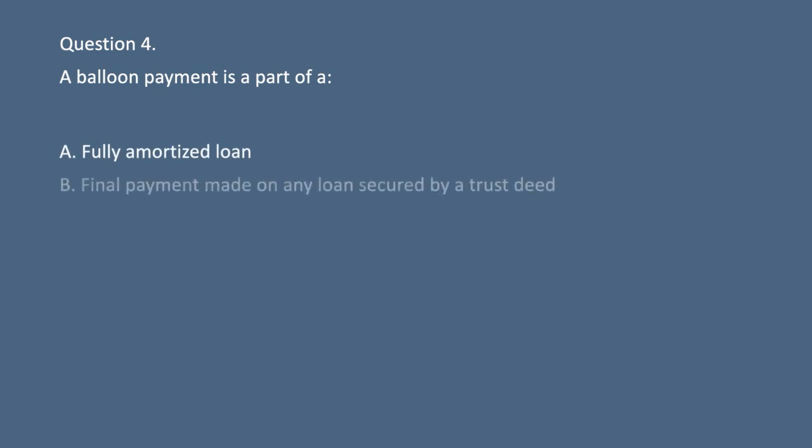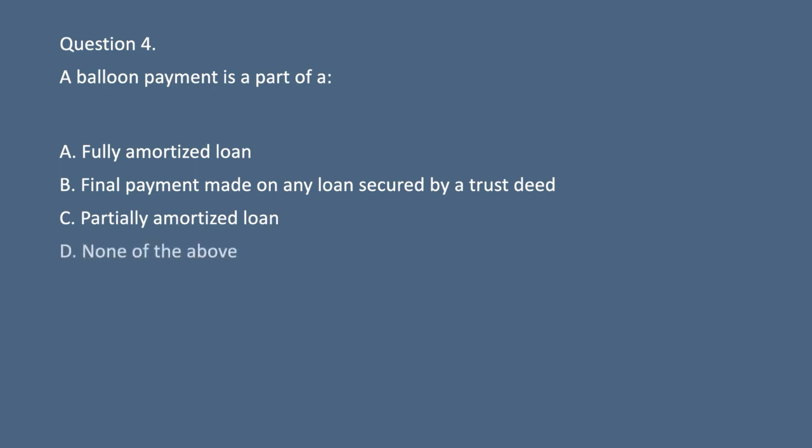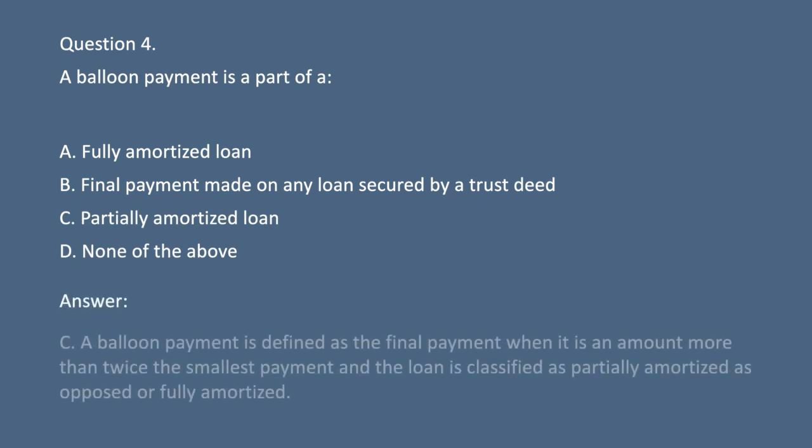Question 4. A balloon payment is a part of: A. Fully amortized loan. B. Final payment made on any loan secured by a trust deed. C. Partially amortized loan. D. None of the above. Answer C.